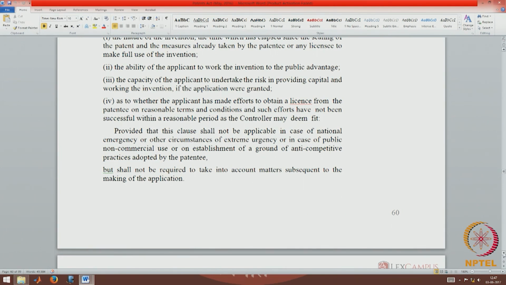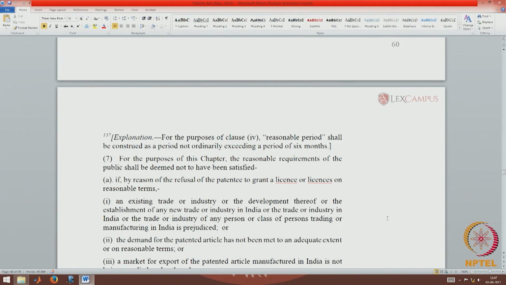Rather, he will look at the events before making the application. There is an explanation. For the purpose of clause 4, reasonable period shall be construed as a period not ordinarily exceeding 6 months. So, the reasonable period under this section shall be understood as 6 months. So, the effort to seek a license should not have been successful within a period of 6 months.